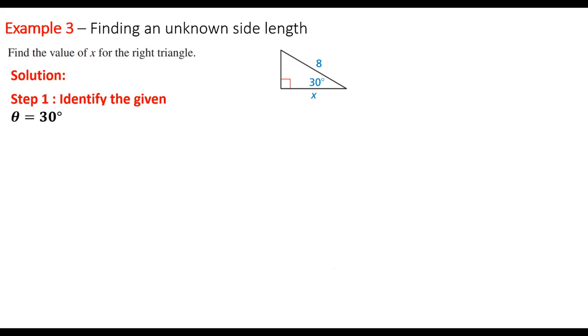So the first given is theta. So our theta is here. Remember, theta is an angle. So that's 30 degrees. Second is h, which is the hypotenuse. The hypotenuse is 8 units.